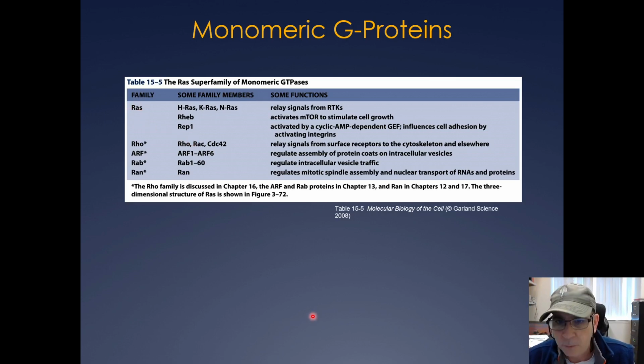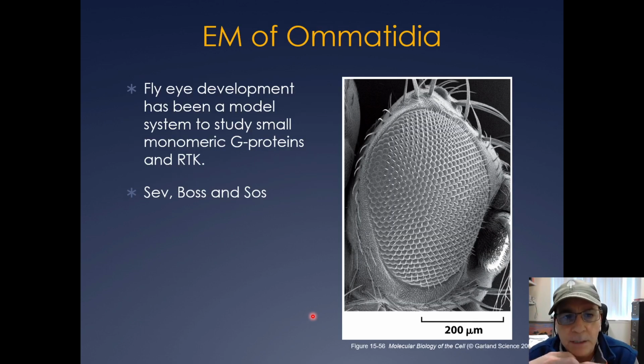And to do that, there was a great experiment done in Drosophila to look at how RAS is involved in signaling, and it had to do with eye development. Okay, so this is the compound eye of Drosophila, and it's been a great model system to study the monomeric G-proteins and the receptor tyrosine kinases that signal through them. And some of the proteins and genes that have come out of this were SEV, BOS, and SOS. SEV is sevenless, BOS is bride of sevenless, and SOS here is son of sevenless. And we'll see how those work.